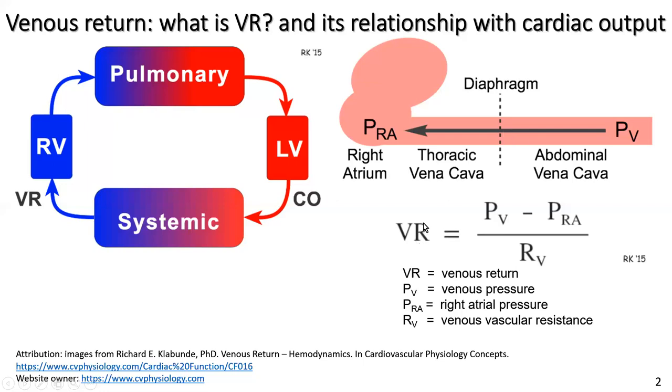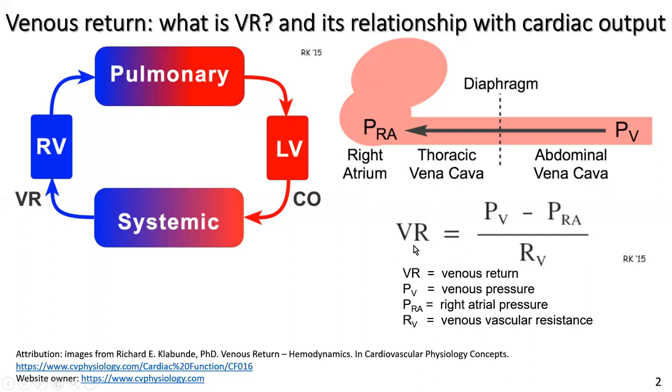So on inspiration, we get a momentary increase in venous return, and on expiration we get a momentary decrease in venous return. Coming back to this picture, over a full minute these all average out, and so cardiac output equals venous return over a full minute. But we get these instantaneous changes in venous return, which can be helpful or not helpful for some of our clients during exercise. So some of our clients, we may not want them to take very deep breaths. Others, we do.